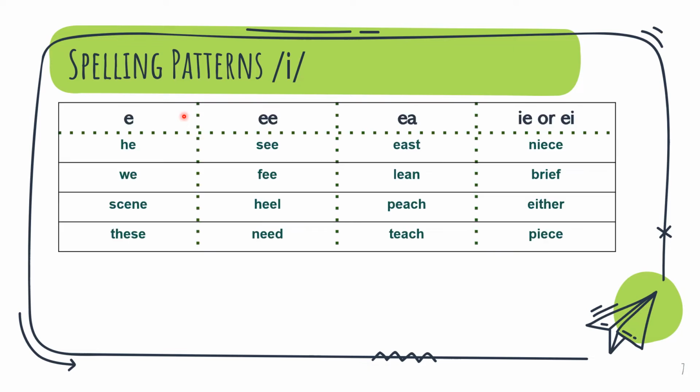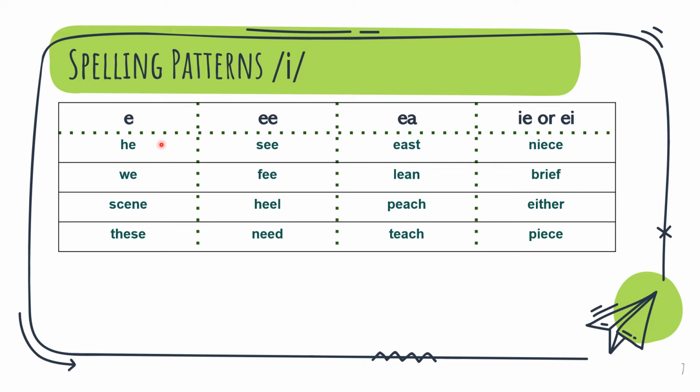Through this video, we are also going to learn some spelling patterns for each vowel sound. So let's begin with the vowel sound E. In this way, you can have a better understanding about when and where it's necessary to produce this phonetic sound. So let's start with this section.